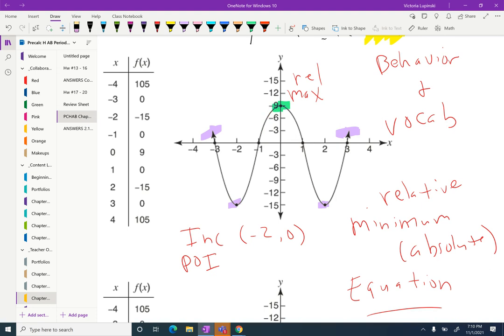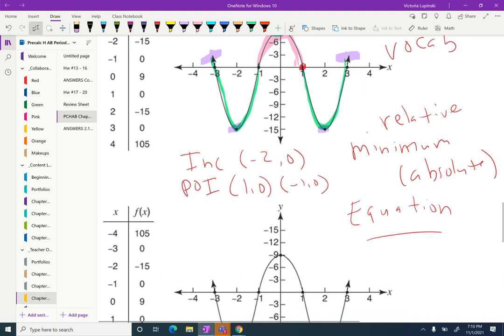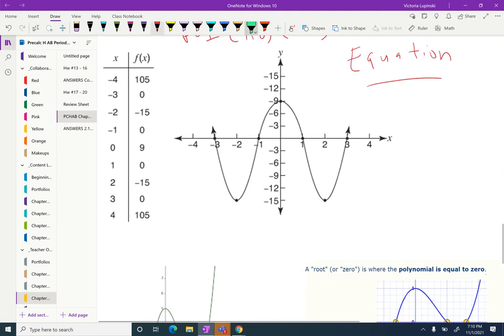(1, 0). So (1, 0), I would say that this would be a good point of inflection. Does anybody see a different one? (-1, 0). And I would agree with that. So again, concave down means the water would spill out. So here would be my concave down, and then here would be my concave up, and here would be my other concave up. So we mostly talked about that on the last quiz, but I still think it's good to talk about again.